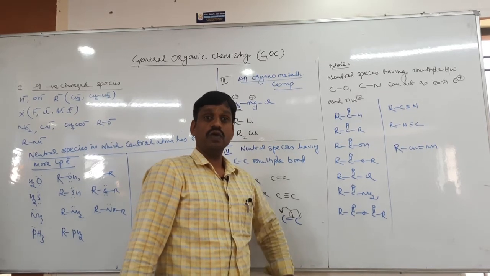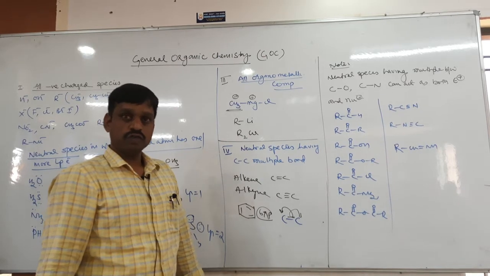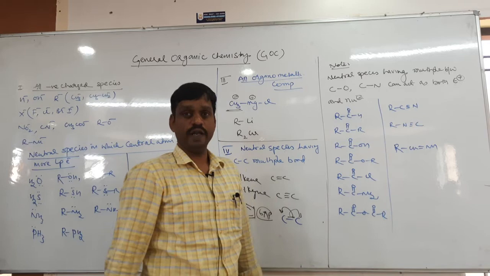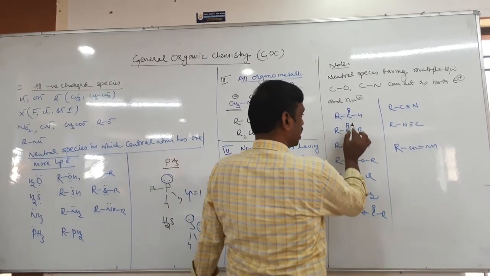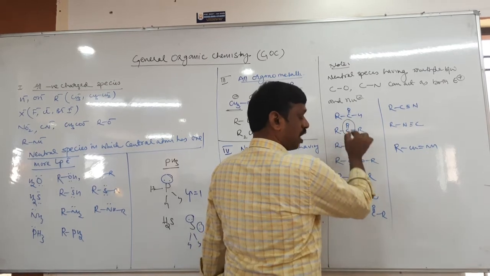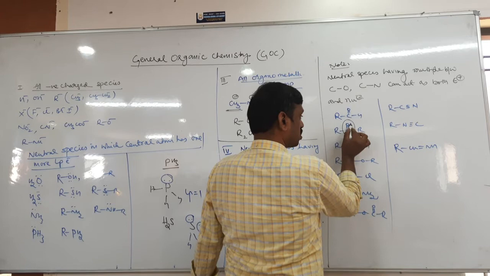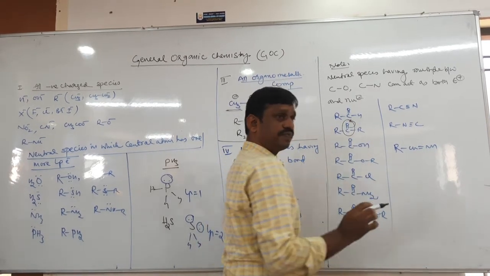Now you may have a doubt: why do they act as both electrophile and nucleophile? Which condition makes them act as both? See, you see the multiple bond. If there is a carbon-carbon multiple bond or a carbon-oxygen multiple bond, we know that here this oxygen has more electronegativity, therefore the pi electron is shifted onto oxygen.